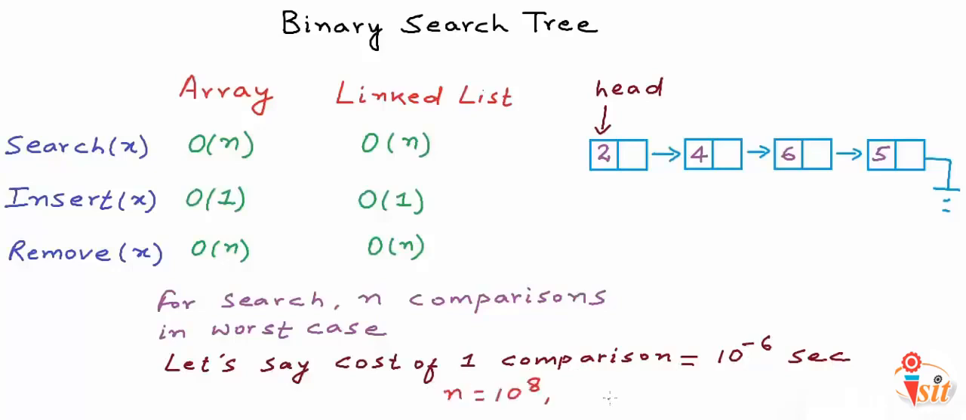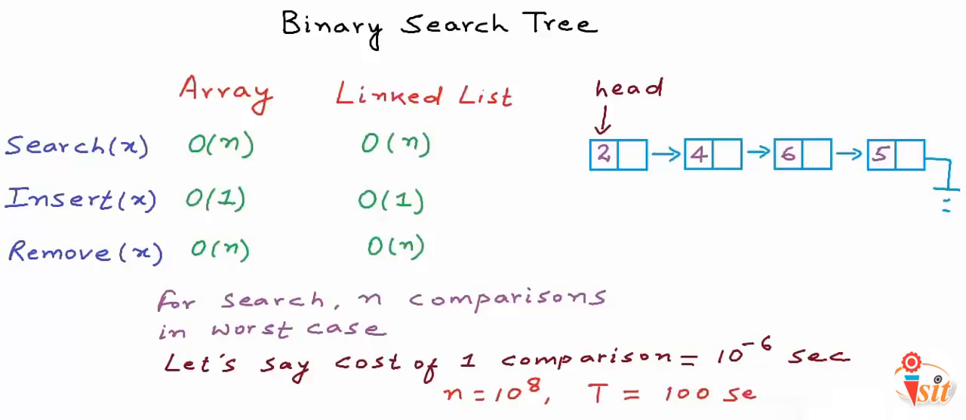Okay, so if we are saying that the cost of one comparison is 10 to the power minus 6 second, if n will be 100 million, time taken will be 100 seconds. 100 seconds for a search is not reasonable, and search may be a frequently performed operation. Can we do something better? Can we do better than big O of n?